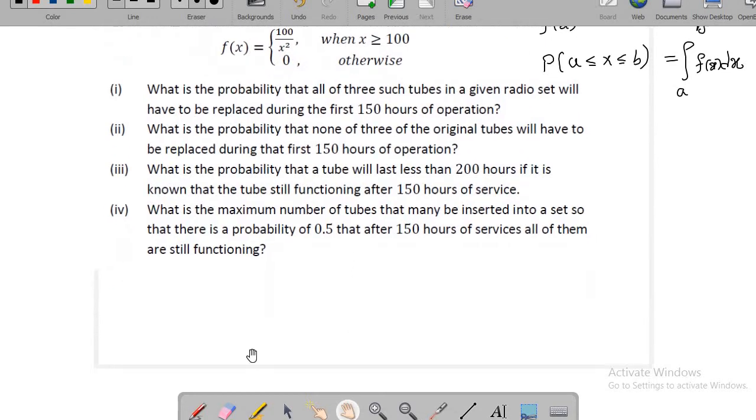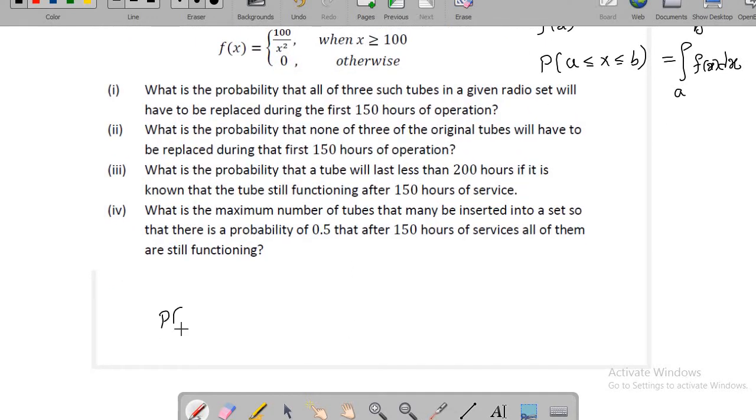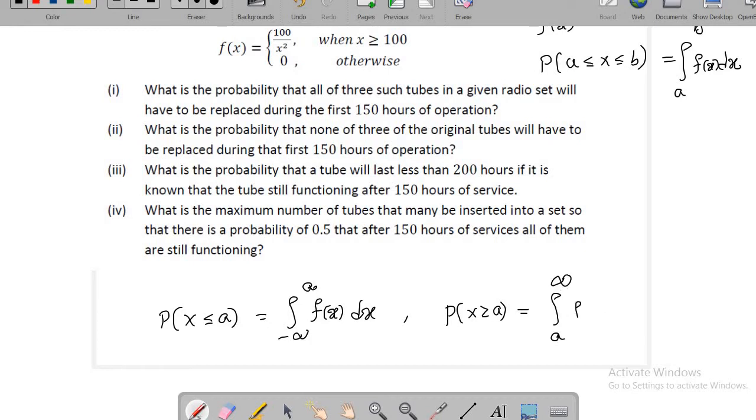And you can note down two more formulas, like probability that x less than or equal to a. It means integral minus infinity to a f of x into dx. Whereas the other one, probability that x greater than or equal to a, so that is integral a to infinity f of x into dx.